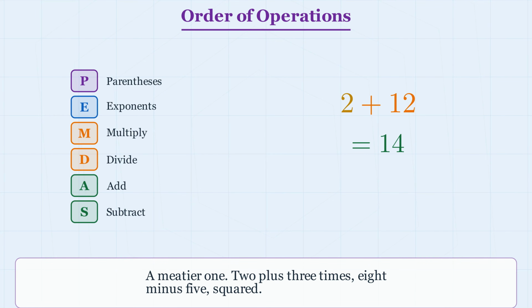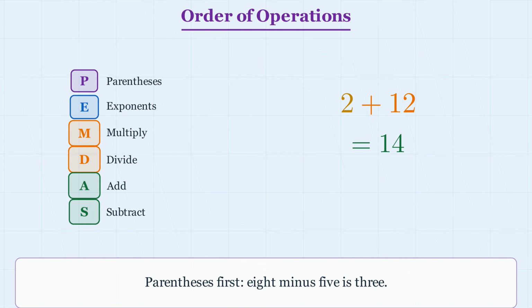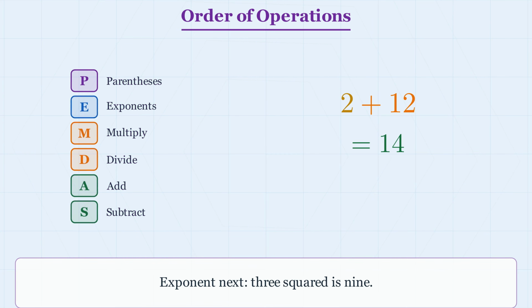Another one: 2 plus 3 times 8 minus 5 squared. Parentheses first, 8 minus 5 is 3. Exponent next, 3 squared is 9. Multiply then add, the answer is 29.